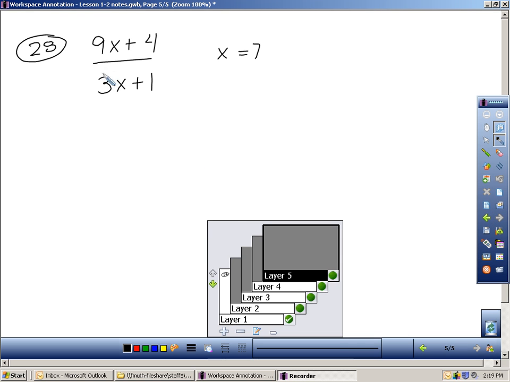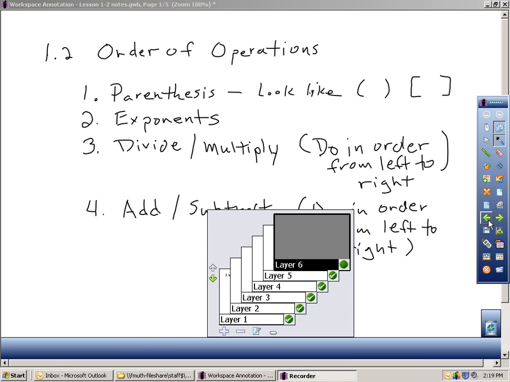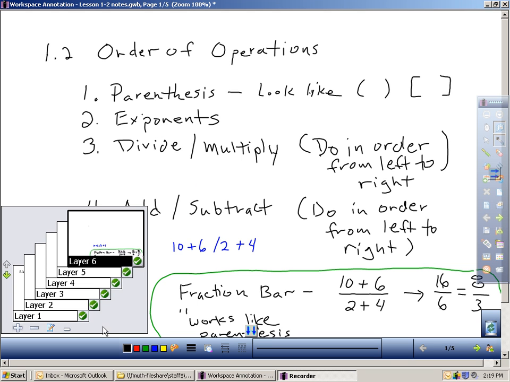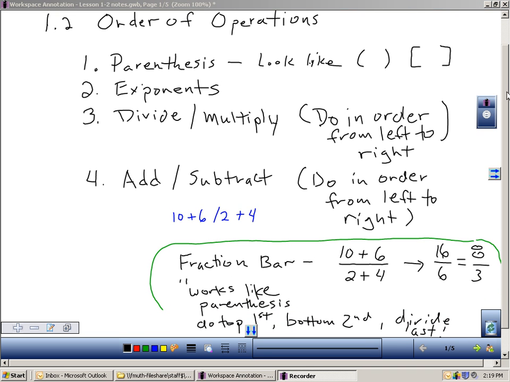In 28, you see a fraction bar. Let's talk about a fraction bar. I got to go back a few slides to do that, okay? Because we have the scale here of order: parentheses first, exponents, divide, multiply next, add, subtract next. If you have a fraction bar, there's special rules to a fraction bar that we need to cover.